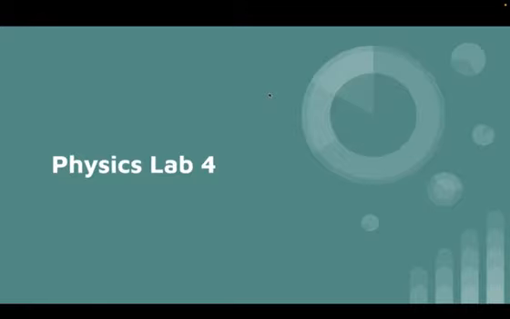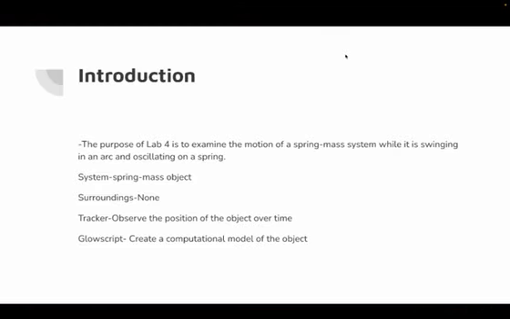This is my submission for Physics Lab 4, and to get into it, our introduction. The purpose of Lab 4 is to examine the motion of a spring mass system while it is swinging in an arc and oscillating on a spring.